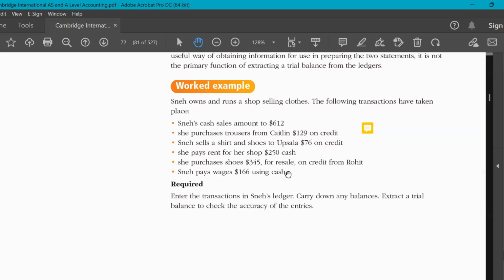On credit from Rahit. So what does it mean?